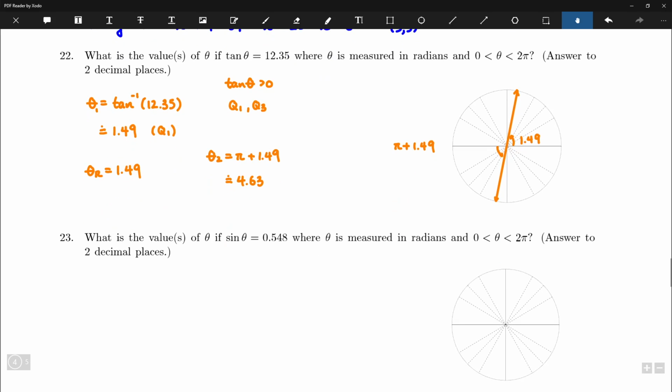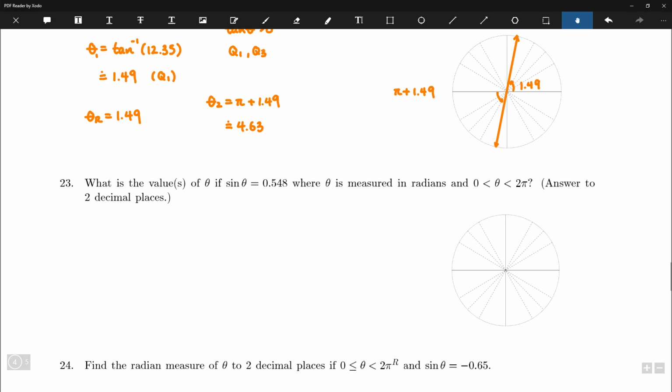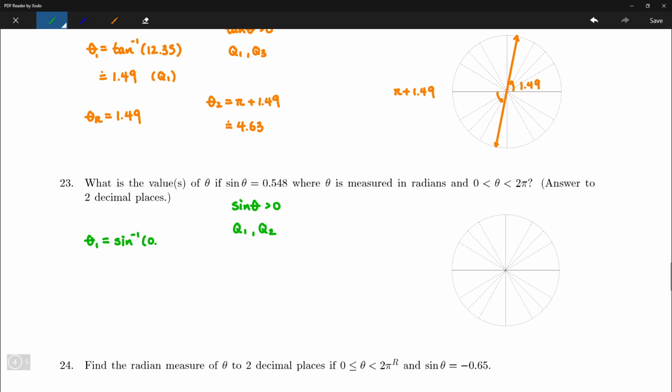Okay, let's move on to number 23. Same idea. So let's do this one in slightly more correct order. First, sine theta is greater than 0. So we know that the solutions will be in quadrant 1 and also in quadrant 2, right, where the y values are positive. So to find the first solution, we're going to use a calculator. So arc sine of 0.548. Let's see what that gives us.